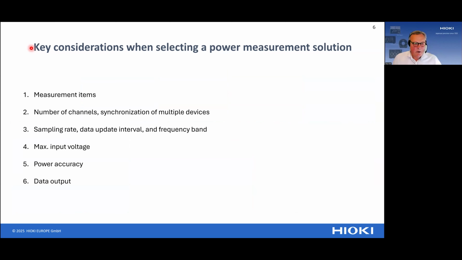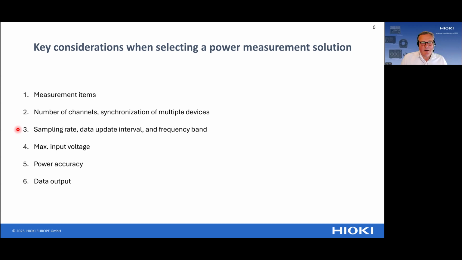So, what are the main considerations? Well, let's start with measurement items. Are you just interested in total power? Or do you want to measure a wide range of parameters, including, for instance, harmonic distortion up to the 500th order? Or do you want to combine power measurement with temperature measurement? The next one will be the number of channels, synchronization, and multiple devices. Depending on the needs, there are solutions available from single channel up to 120 channels. Velizara will go into this subject later on.